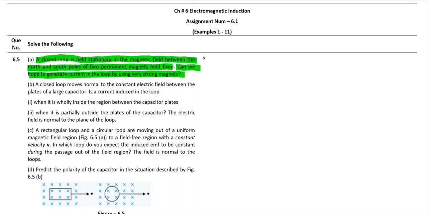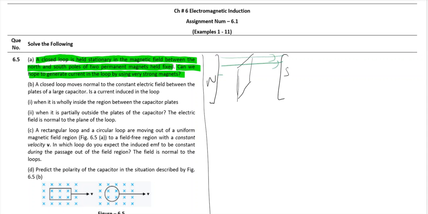So the situation we are talking about is like this. You have a loop and outside we have two magnetic poles. So definitely field lines are passing through this loop, but there is no change in flux. So even if the magnet is made stronger, there will not be any change in flux. And then according to Faraday's law, if delta phi is 0, there is no induction. So we cannot expect any induced EMF in this case.